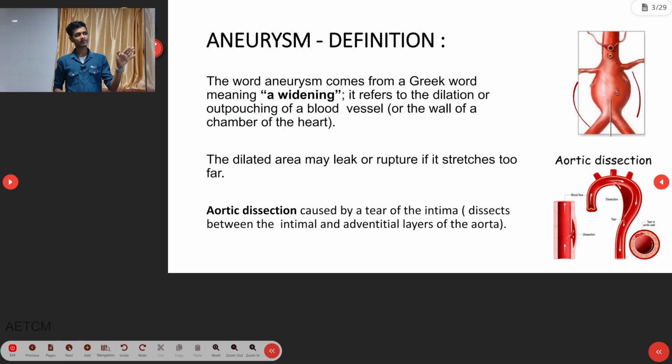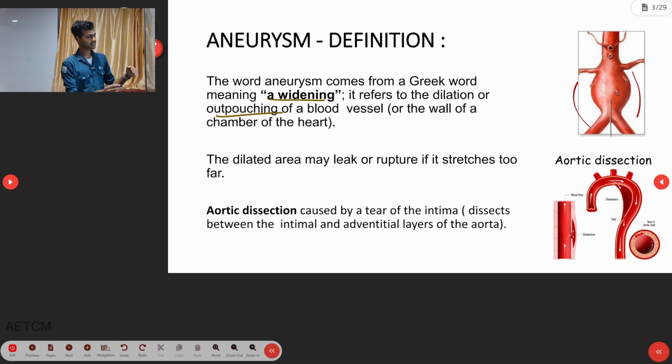So the first topic is aortic aneurysm and dissection. So before that, what is meant by aneurysm? What is meant by dissection? So aneurysm in the sense is widening or outpouching or dilatation of your blood vessel or wall of the chamber of the heart. So it is called the aneurysm.